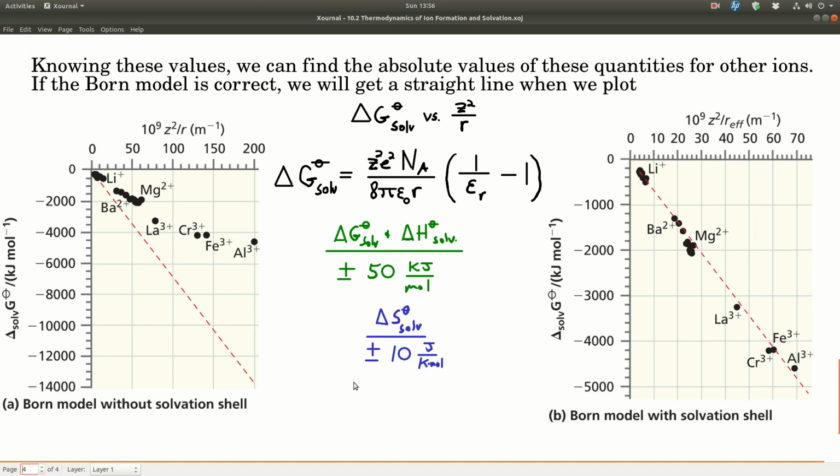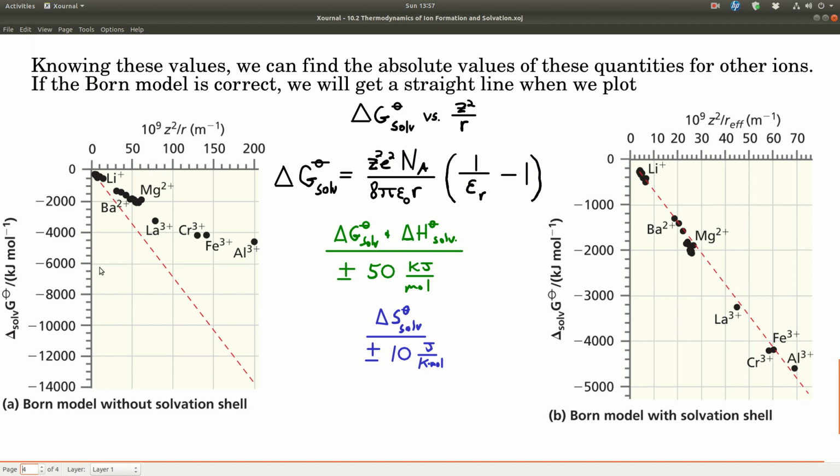Now here's how we test it, guys. We know from the form of the equation from the Born model that this is basically the equation of a straight line, y equals mx plus b, where this stuff in the parentheses, 1 over epsilon r, would be the x. This would be the slope, and this times negative 1 would be b. The idea being, though, we should get a straight line if we plot delta G of solvation versus z squared over r. E squared, Na, 8 pi epsilon naught, those are all constants, and for a given solvent, water for us, the epsilon r is going to be constant. So here are the results.